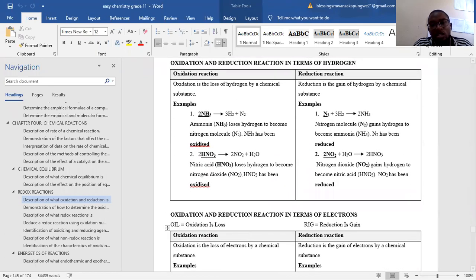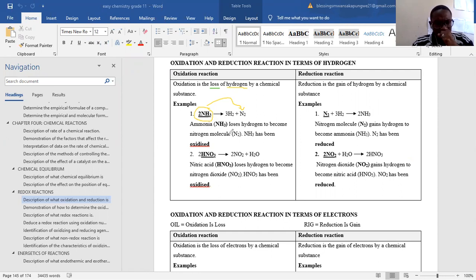So the next table shows oxidation and reduction in terms of hydrogen. In terms of hydrogen, oxidation is a loss of hydrogen. Hydrogen is being lost from a chemical compound. Let's look at this example. We have ammonia gas, NH3. Hydrogen is attached to nitrogen. Then when we take a closer look, here we just have the nitrogen independently without the hydrogen. So that basically shows that the hydrogen has detached from the nitrogen. That detachment, that losing, that removal of hydrogen is what we call oxidation.